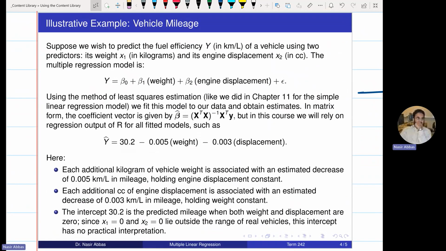Let us take this illustrative example. Suppose we wish to predict the fuel efficiency, which is y, of the vehicles using two predictors. Two predictors is now multiple regression. One of the predictors is the weight of the vehicle. What do you think how the weight is related with the fuel efficiency? If weight is higher, fuel efficiency will be higher or lower? If the vehicle is heavy, what happens to the fuel efficiency?